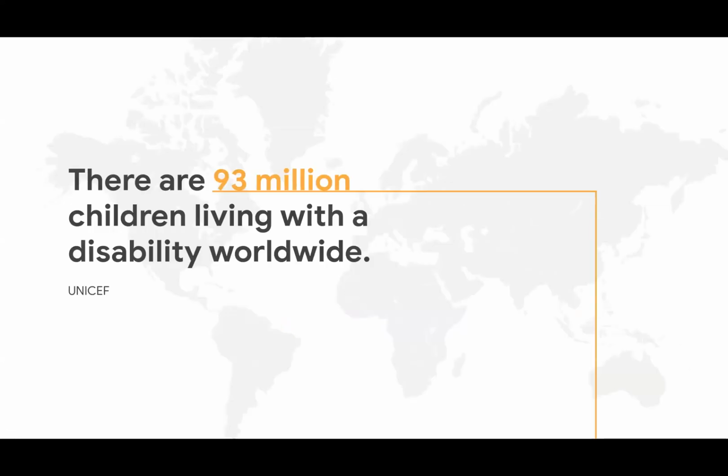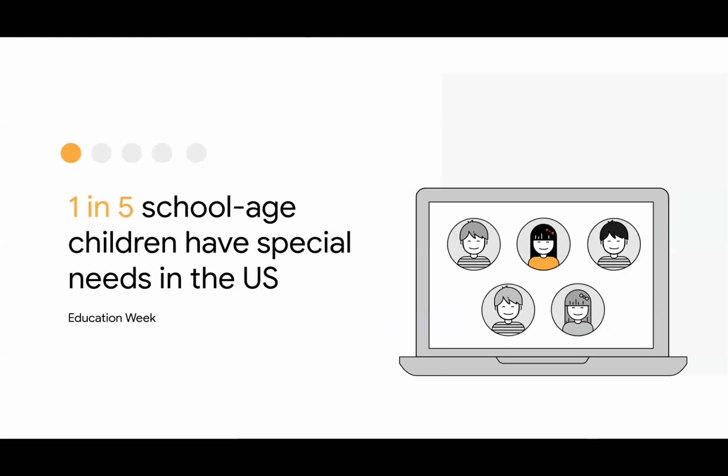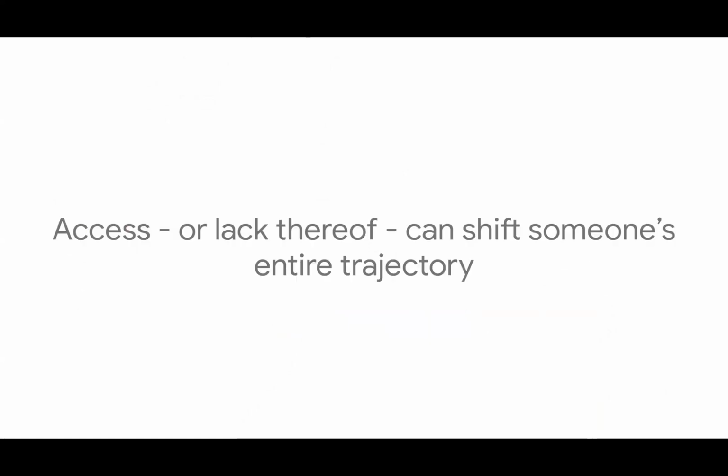Estimates suggest that there are at least 93 million children living with some form of permanent disability worldwide. And that boils down to 1 in 5 school-aged children who have special needs in the United States. So access, or lack thereof, can really shift someone's entire trajectory in life.